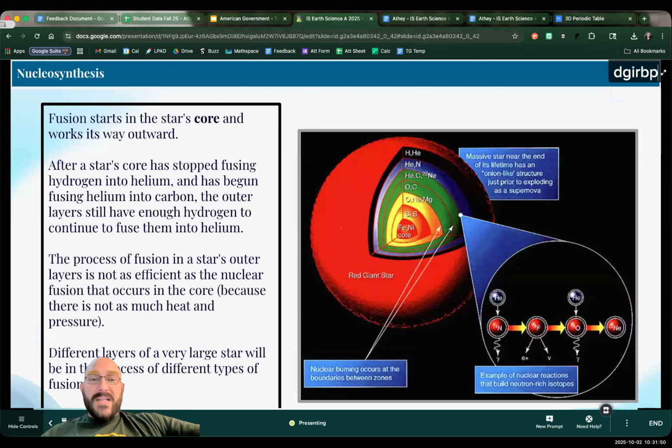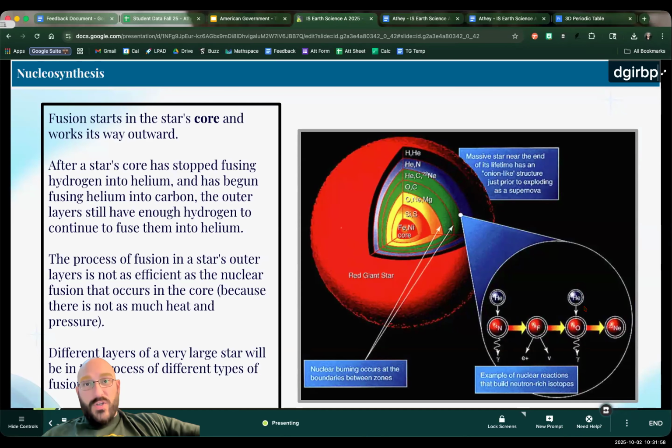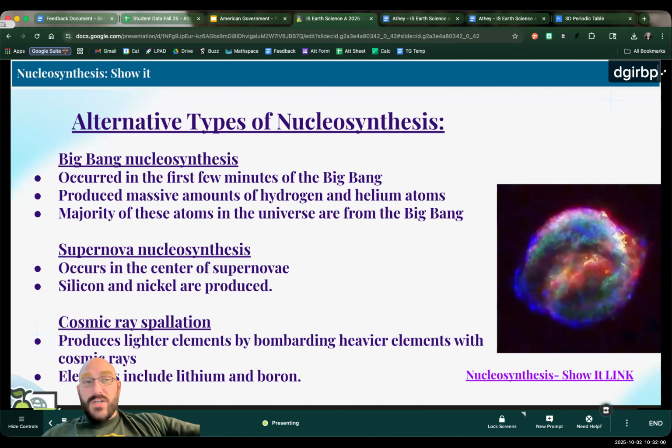Well, it turns out kind of the same way. We just need more energy and pressure to do this. Okay, so, other types of nucleosynthesis. Nucleo means nucleus, right? Synthesis means to create. Yes, Adeline, different combinations of the same atoms.